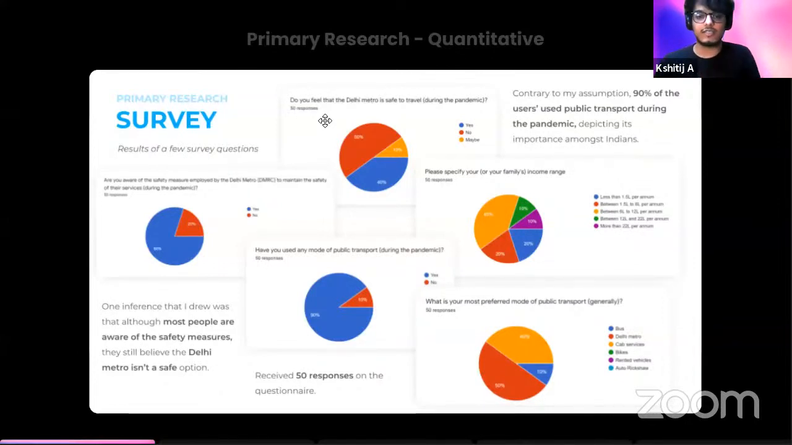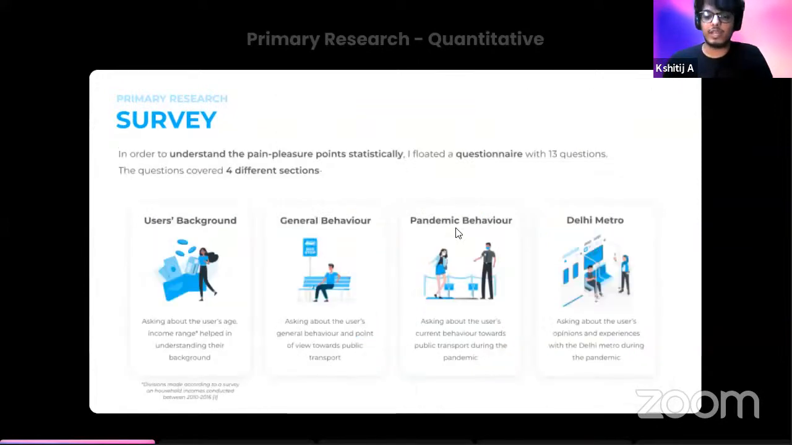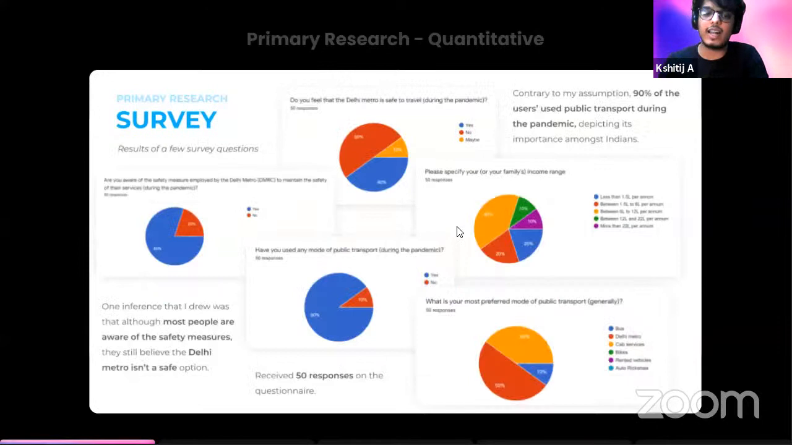Quantitative is obviously the survey that you take. You get statistical results that, okay, these are the questions you created, these are the results, and this is what I infer from there. A good thing to remember is that the questions you're designing are very important. Don't try and make your questions very leading, and I'll actually come to that.